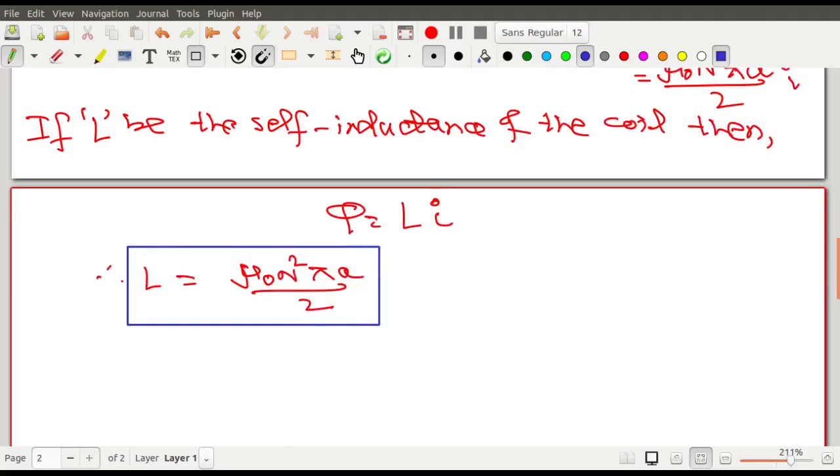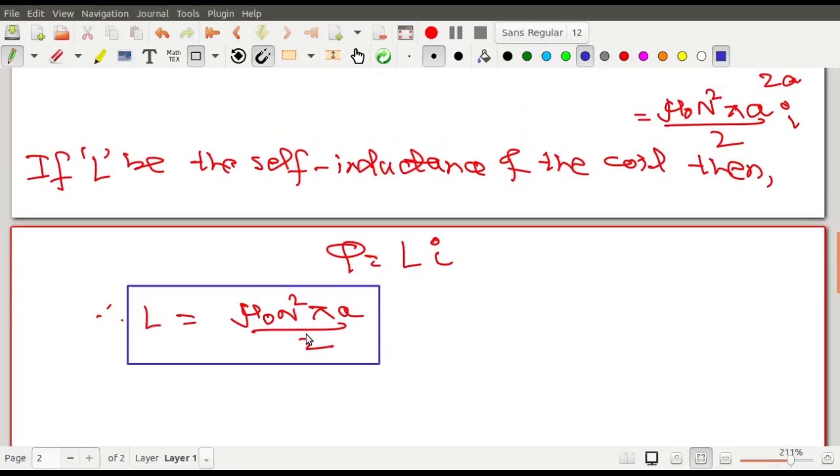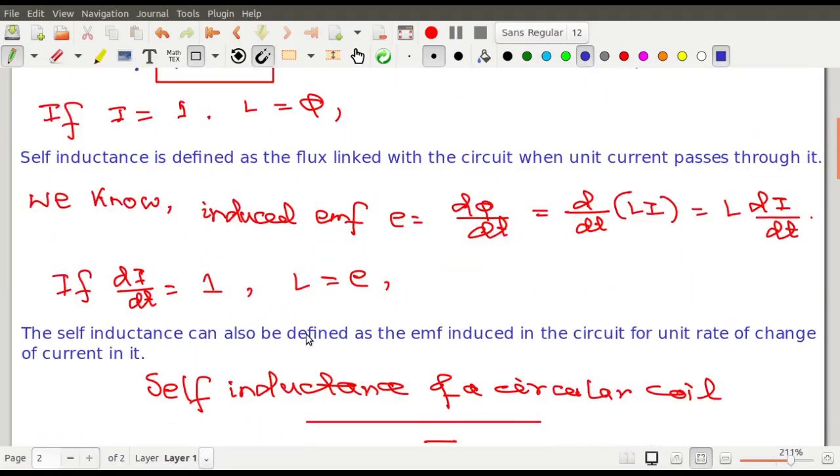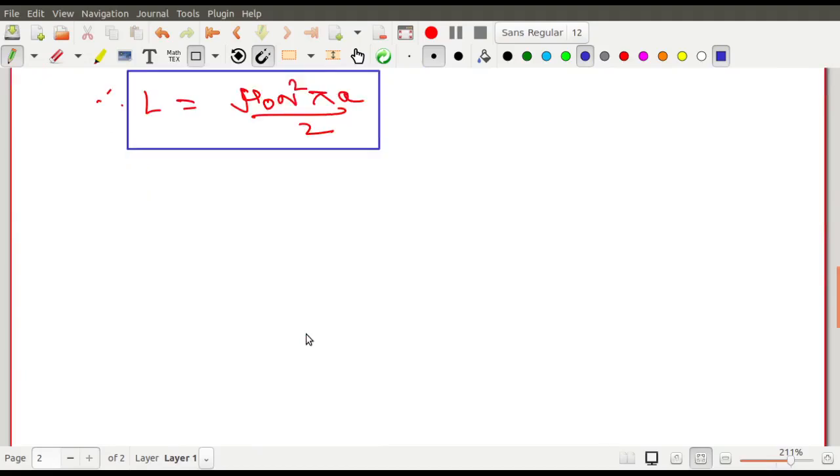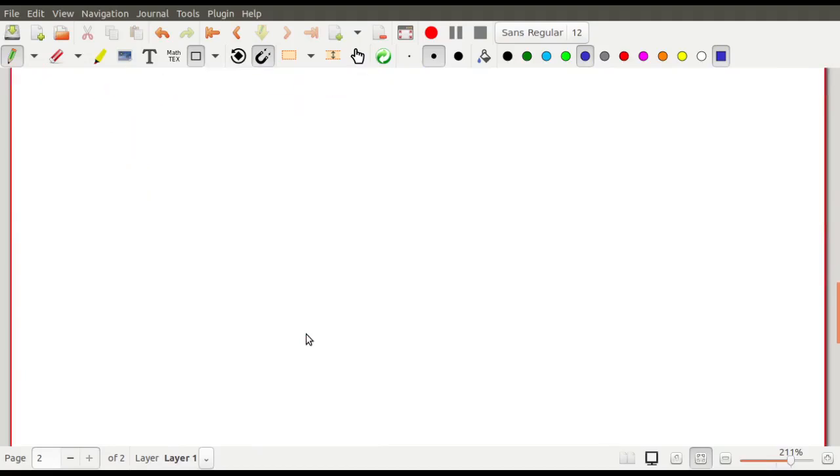Next, let us try to find out the flux linkage with a solenoid. How can I find out the flux linkage of a solenoid? A long solenoid. You know the expression of the magnetic field of a solenoid from the Biot-Savart's law, from the Ampere circuital law.